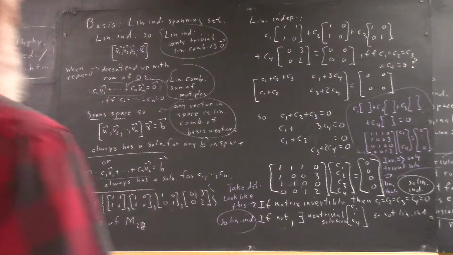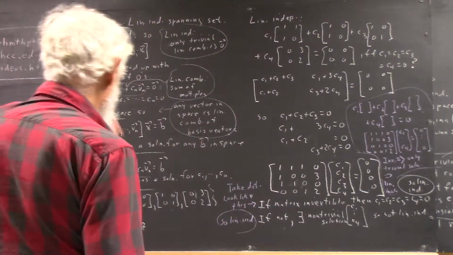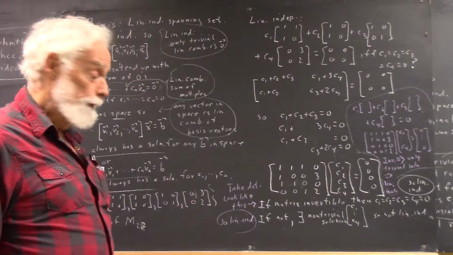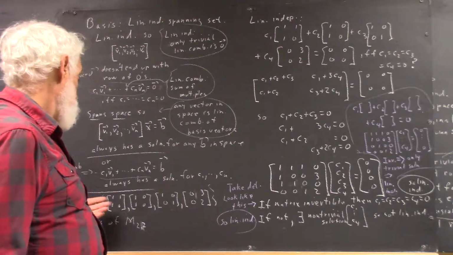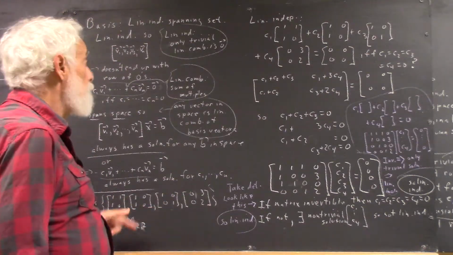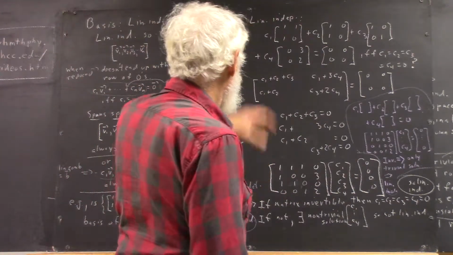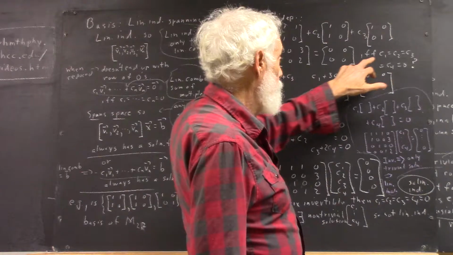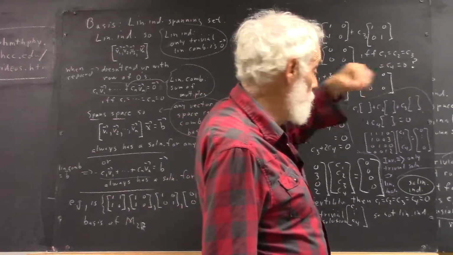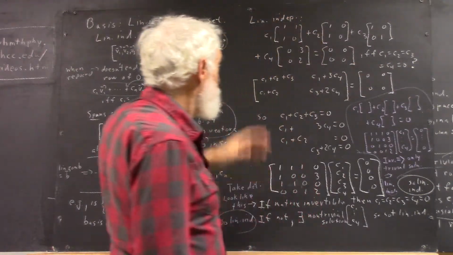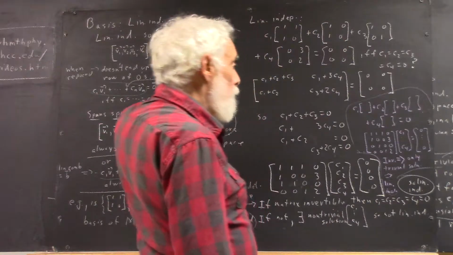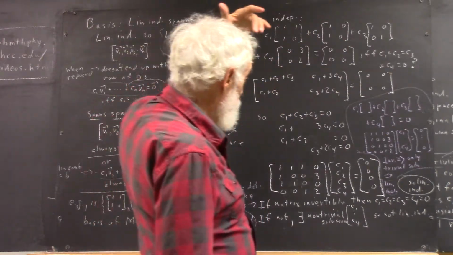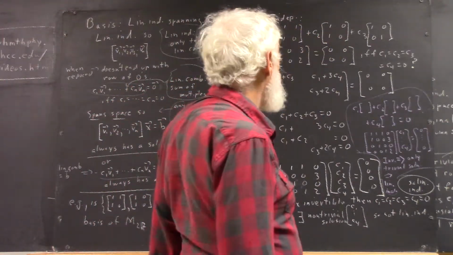Okay, now this is really the crux of the thing. Trying to show if this set is linearly independent. We're trying to show this set is a basis for M22. It's linearly independent if and only if this matrix equation leads us to trivial solutions for C1 through C4, because this says a linear combination of the vectors in the set is equal to the zero vector.